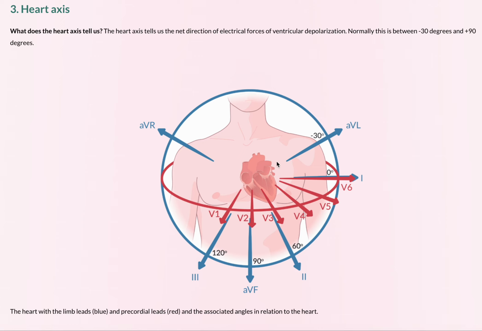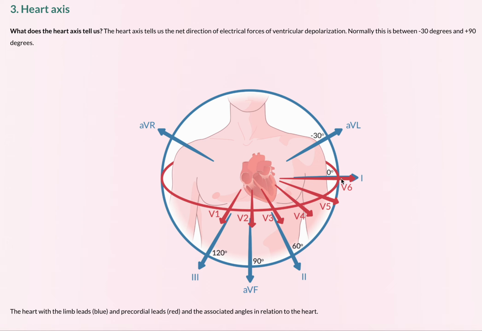All right, let's talk about determining the vector of ventricular depolarization, aka the heart axis on an ECG. First, let's take a look at the leads of the ECG, and we're going to focus on these blue ones, which are the limb leads. And the limb leads are given an angle where lead 1 is angled at 0 degrees from the heart.